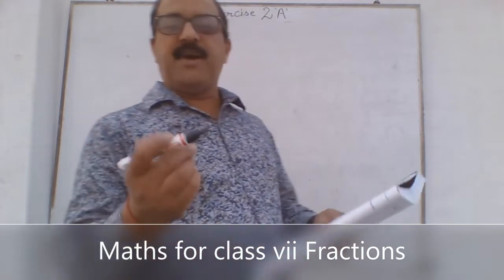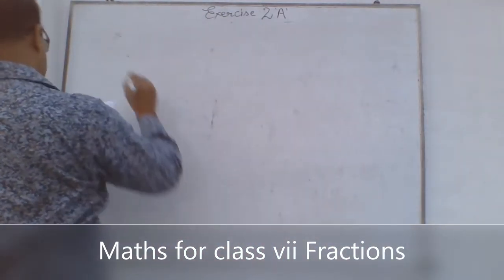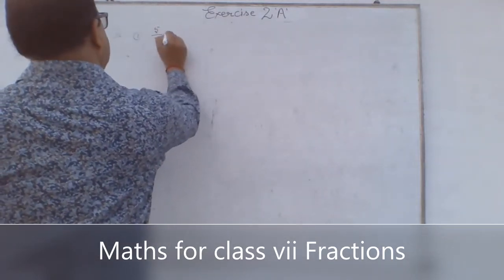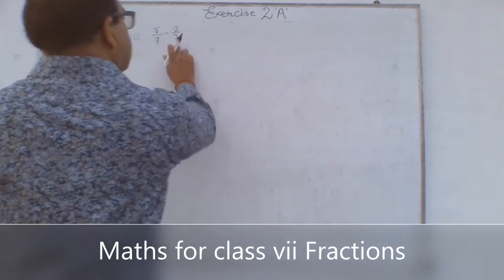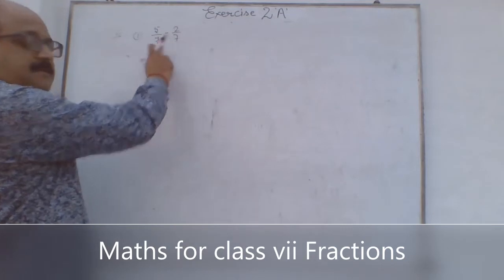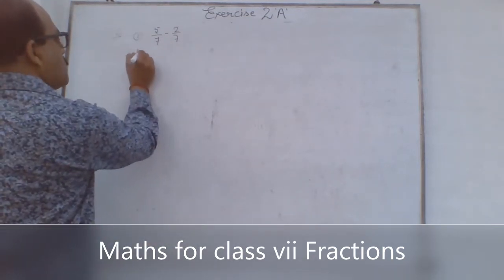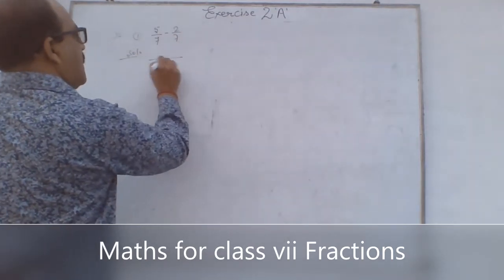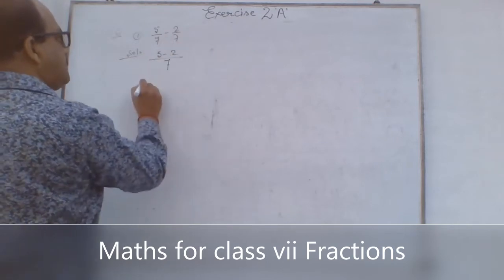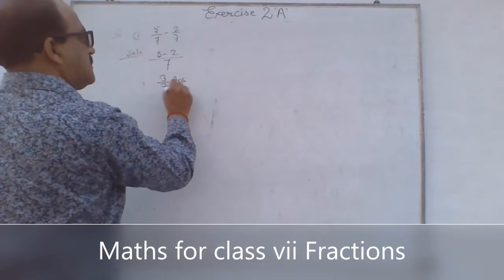Number 6. Find the difference. 5 by 7 minus 2 by 7. The same. Both places, the denominator is 7. The LCM will be 7 and the numerator will be subtracted. The denominator will remain the same. So 3 by 7 is the answer.